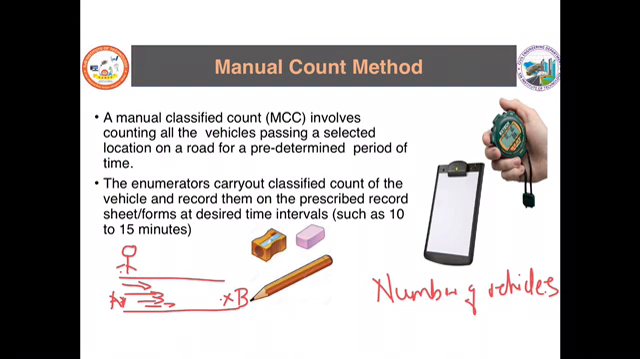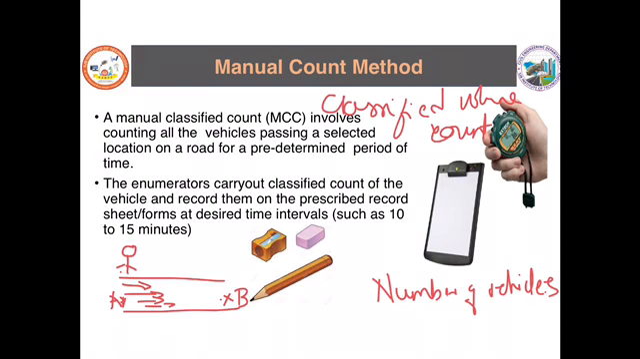It's just physically counting down the number of vehicles at a particular point. Okay. So now, when you count the vehicles, what is actually required for us? We require a classified volume count. Since we require a classified volume count, a surveyor has to count the number of vehicles under each and every category.